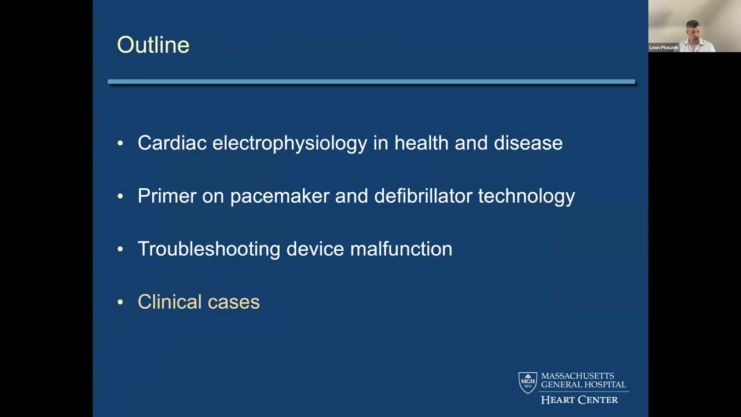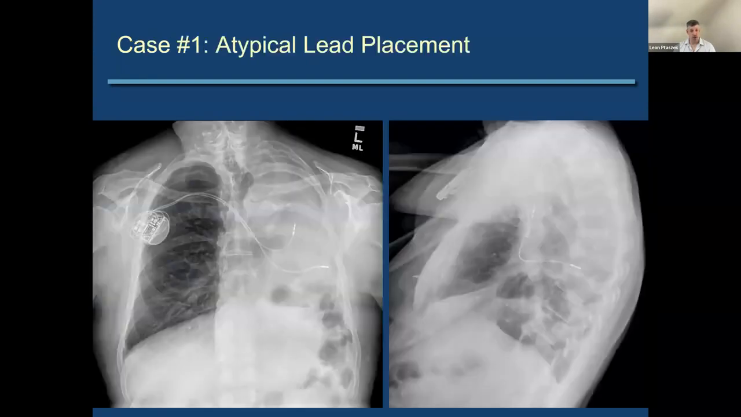And I don't have much time left here, but just a few words about clinical cases. Just two cases to show you. First is, be ready for atypical lead placement. Like I showed you in the very beginning, if you see an RV lead that looks like it's all the way out at the left heart border or beyond, be very mindful that that lead may have perforated.